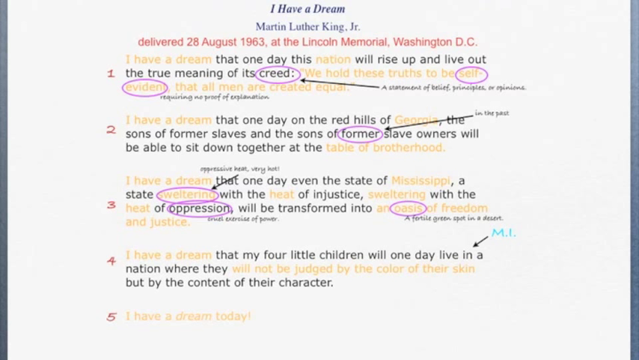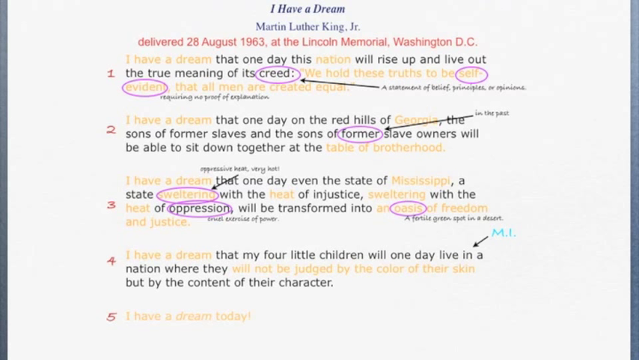I have a dream that my 4 little children will one day live in a nation where they will not be judged by the color of their skin, but by the content of their character, because this is the most direct stanza out of all of them. Martin Luther King really just comes out and says what he wants in this one, instead of using some of the fancy, more interesting language. This one is the most direct and easy to understand for the receiver of the speech or the reader.